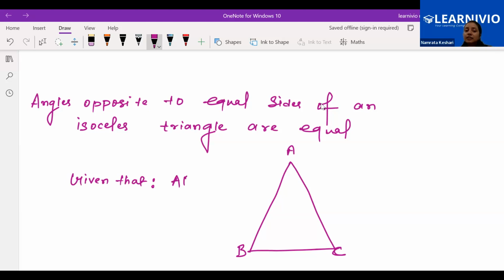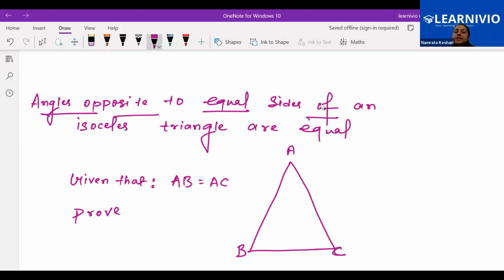We can take that it is given that AB and AC are equal with each other. Okay, it is given already. And what we want to prove? We want to prove that angle opposite to equal sides. See, it is clearly written in the statement, and we must understand also that any random angle will not be same.